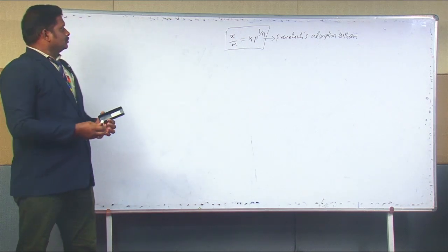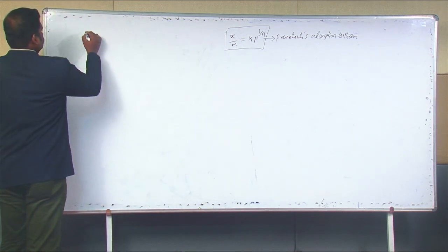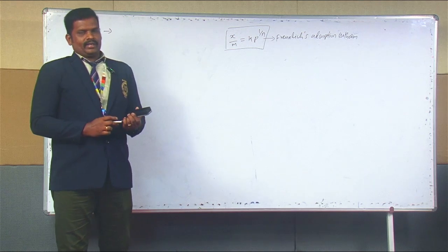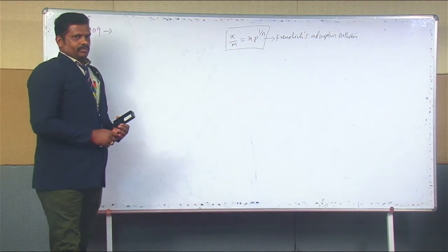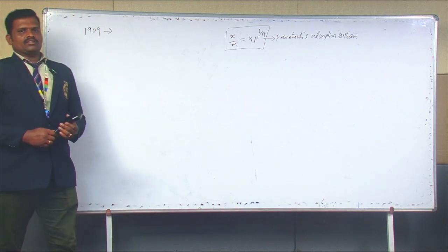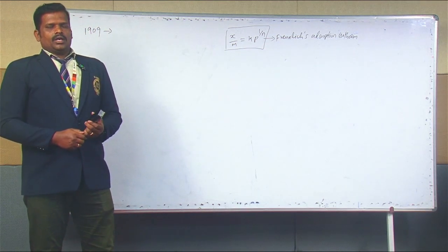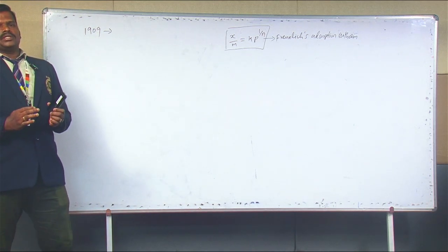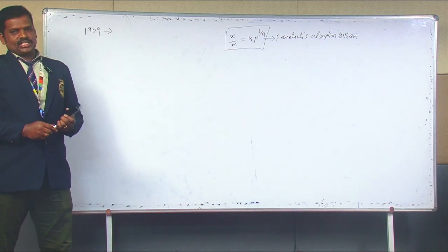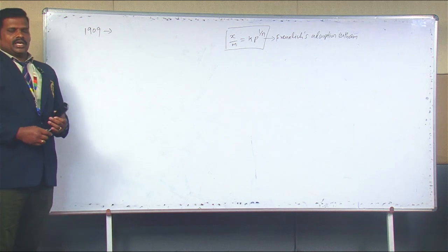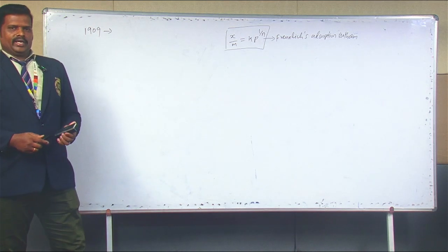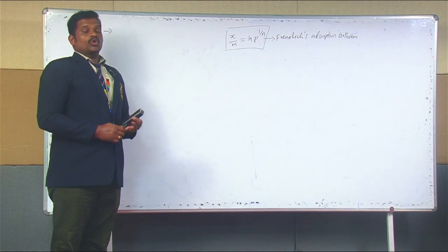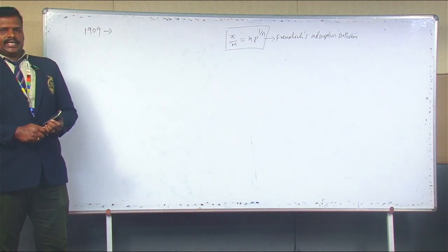Okay, we can continue now. In 1909, Freundlich explained a theory on adsorption isotherm. In his theory, he explained how adsorption takes place at a constant temperature and at varied pressure. Here, monomolecular adsorption takes place, that means a monolayer of adsorption takes place.